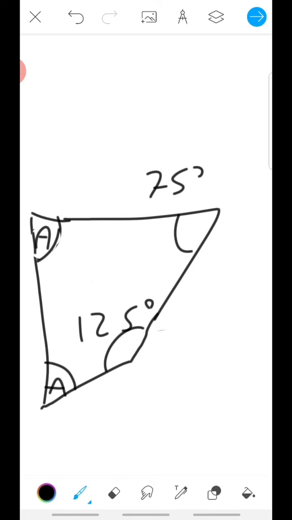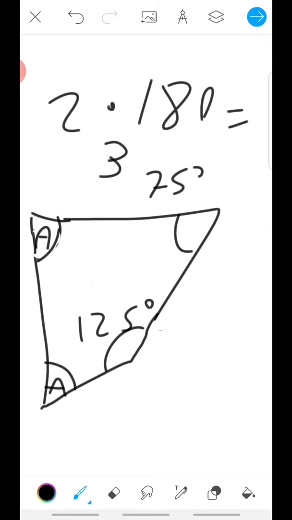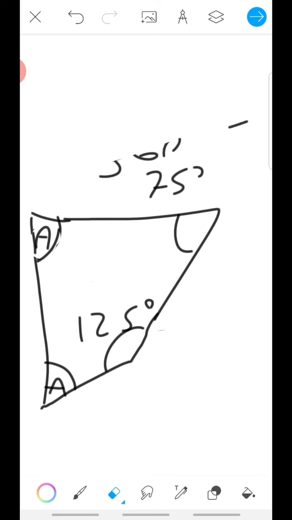Okay, so now I'm gonna explain why the answer I'm gonna give you now is correct. Okay, so we know that this has 4 sides. 4 minus 2 is equal to 2. 2 times 180 is equal to 360.